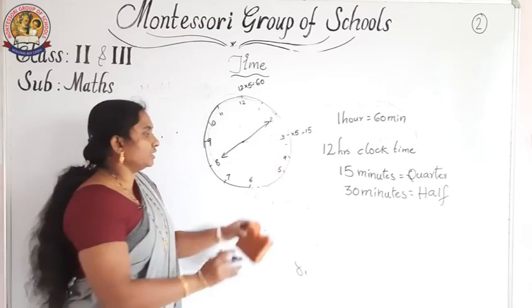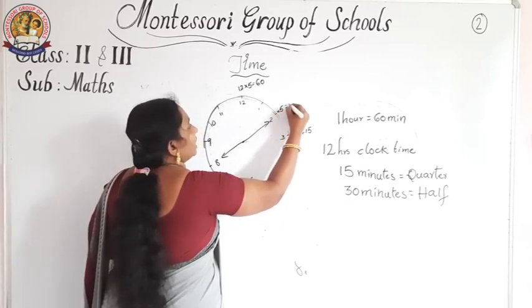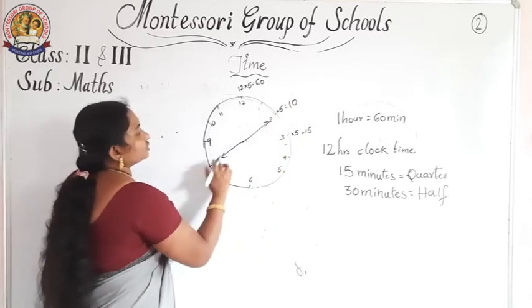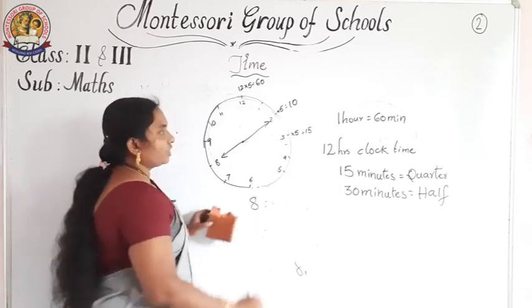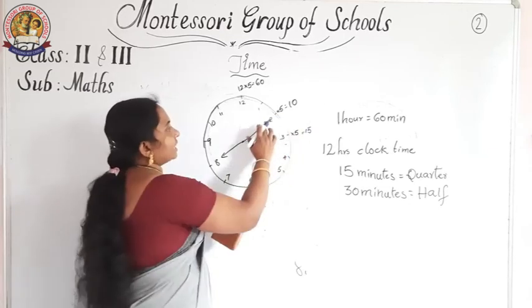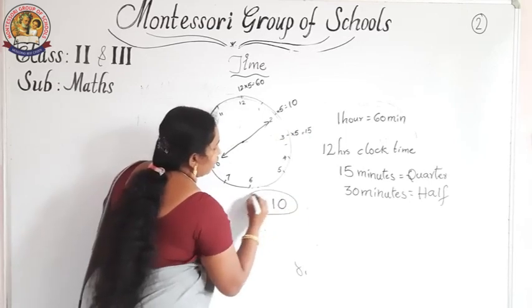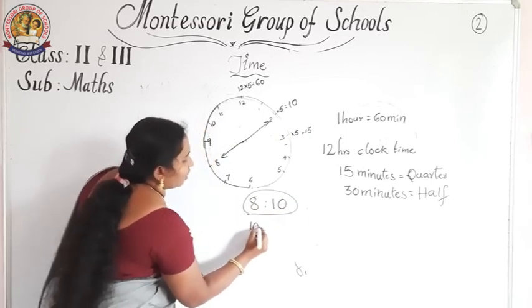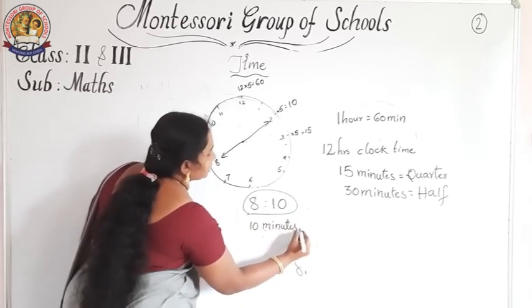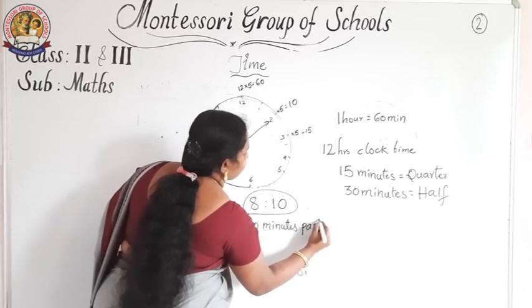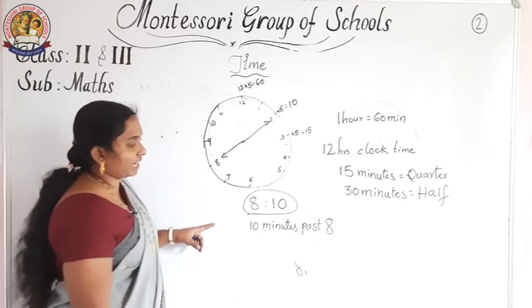For example, now the minute hand shows 2. Now the time is 2 5s are 10. Here the hour hand shows which number? 8. Okay. Now 2 5s are 10. So now the time is 8:10. Now how do we write? 10 minutes past 8. Okay, 10 minutes past 8.